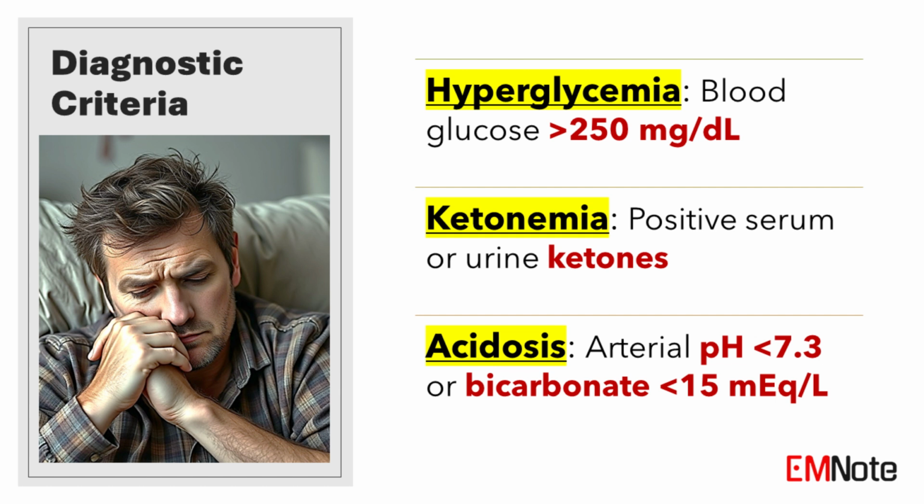Diagnostic Criteria and Severity Classification. Before discussing the use of subcutaneous insulin, it's crucial to understand the diagnostic criteria and severity classification of DKA. DKA is characterized by three main components. 1. Hyperglycemia, blood glucose levels exceeding 250 milligrams per deciliter. 2. Ketonemia, presence of ketones in serum or urine. 3. Acidosis, arterial pH below 7.3 or serum bicarbonate less than 15 milliequivalents per liter.